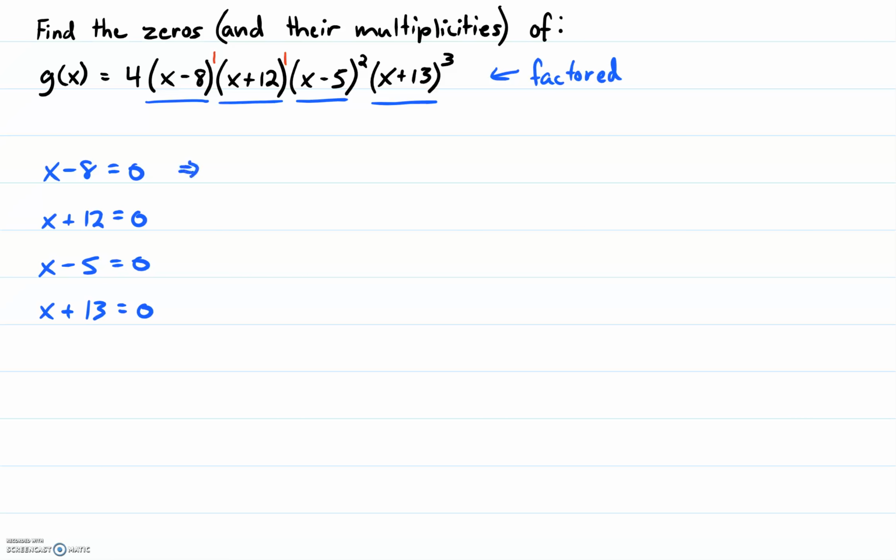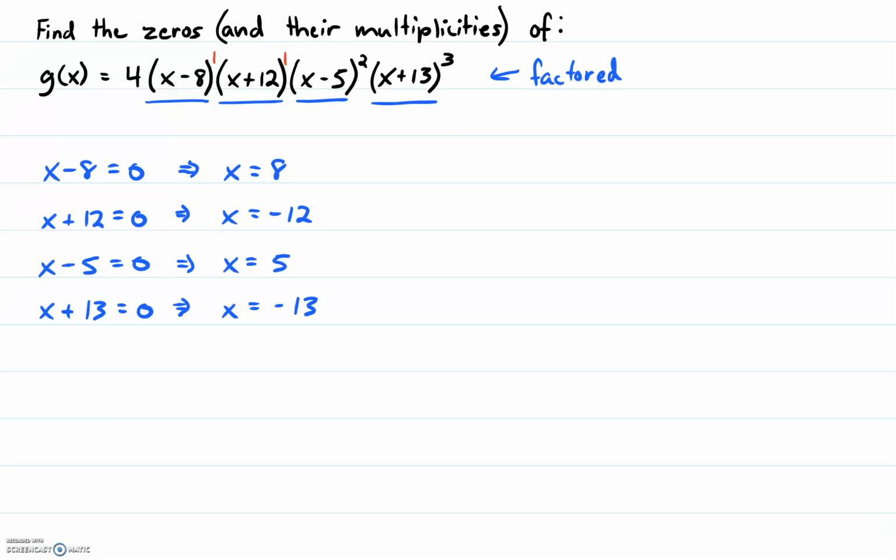And this is the part that honestly you can really do in your head, once you've had a little bit of practice. All you're doing is saying x equals, and you're changing the sign of whatever was inside the parentheses. So that's going to give us x equals 8, x equals negative 12, subtracting the 12 across. Our third factor, we would add 5 across, giving us x equals positive 5. And in the final factor, we would subtract 13, giving us x equals negative 13. And so 8, negative 12, 5, and negative 13 are our zeros. So there's half the problem right there.